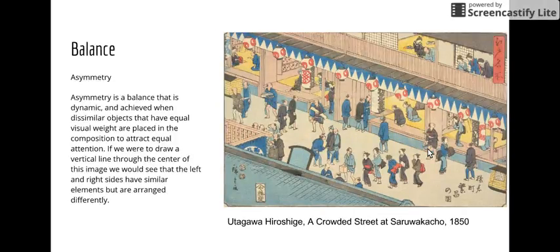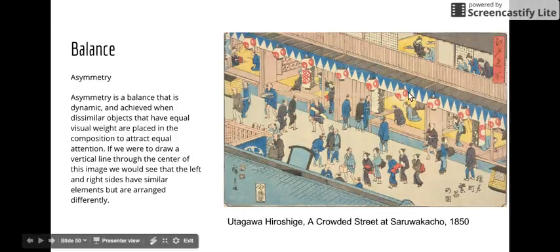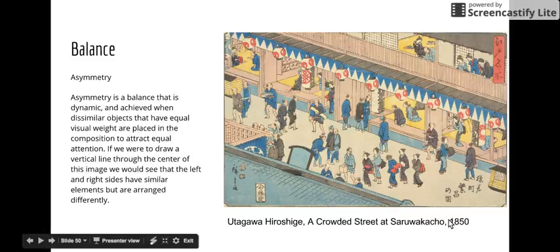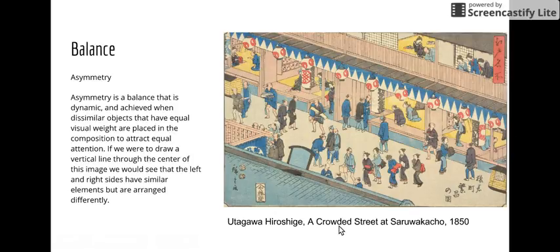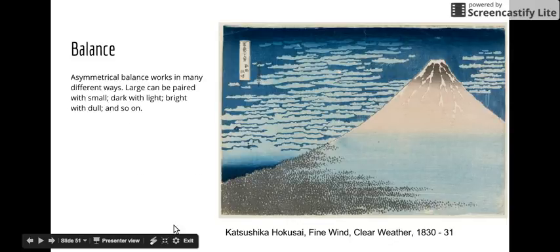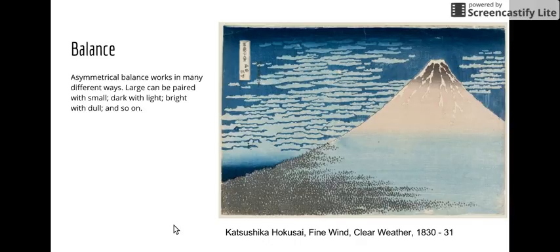So this is a ukiyo-e print by Utagawa Hiroshige, and this is Japanese art from the Edo period. And if we draw a vertical line through the center of this image, we see that the left and the right sides have similar elements but are arranged differently. They both have figures, but those figures are placed differently. And they both have the larger geometric forms of the buildings, but they're not balanced in a symmetrical way. So this is asymmetry.